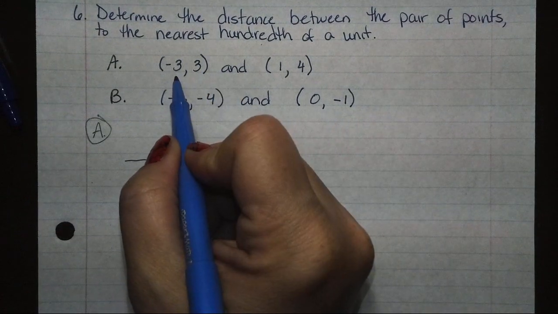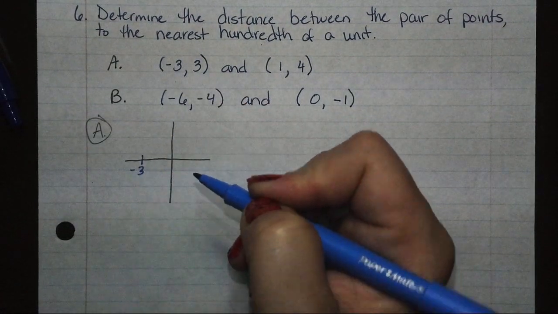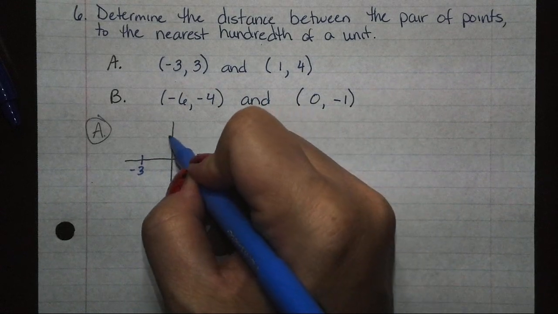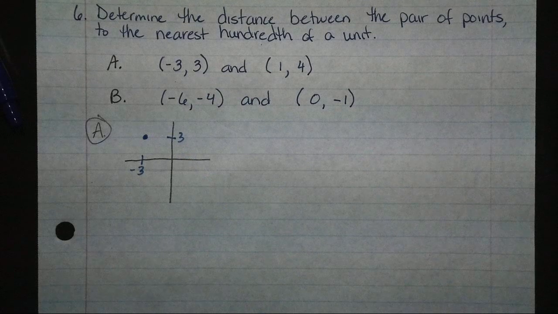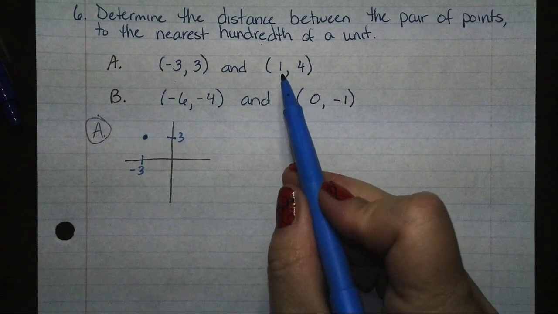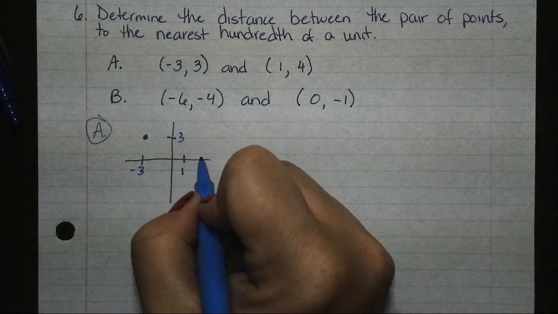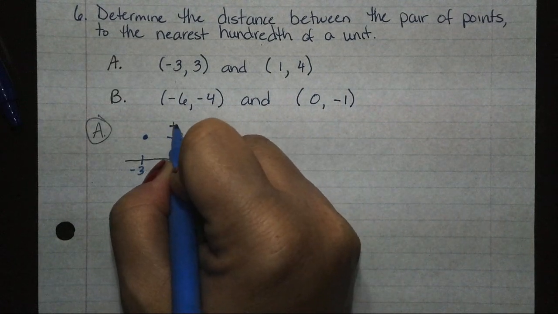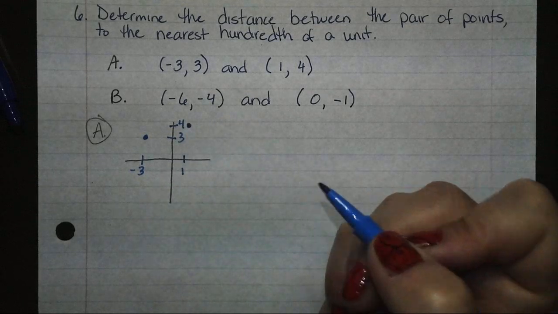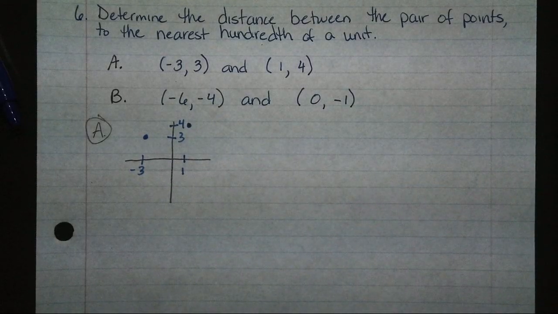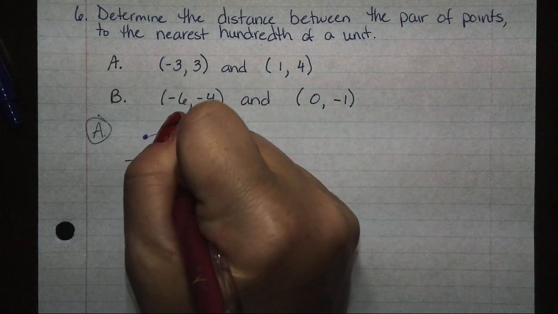So my first point is negative 3, 3. So I'm going to go in the negative direction on the x and then up to 3 on the y. So my point would be right there. All right, then my next point is 1, 4. So 1 would be right here, and then I'm going to the 4 on the y, so my point would be about right there. So now I need to find the distance between these 2 points.